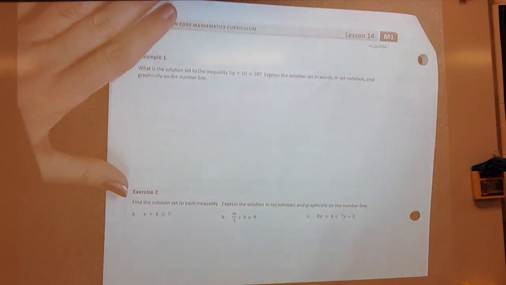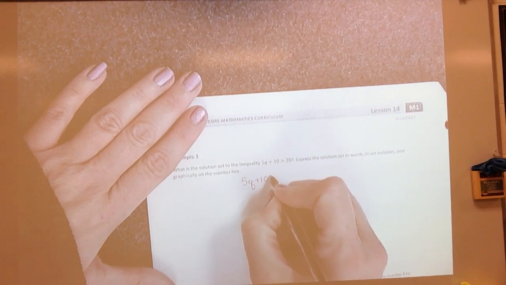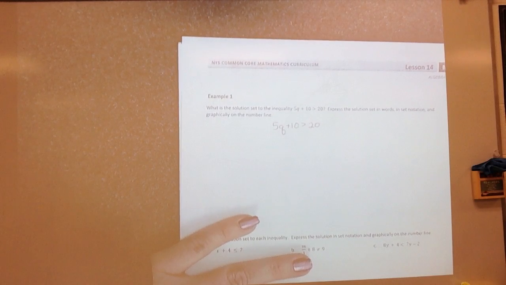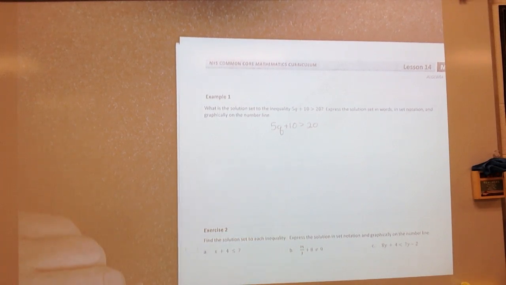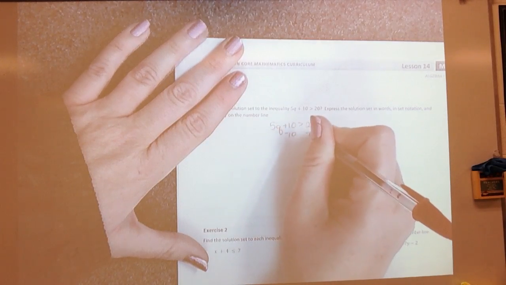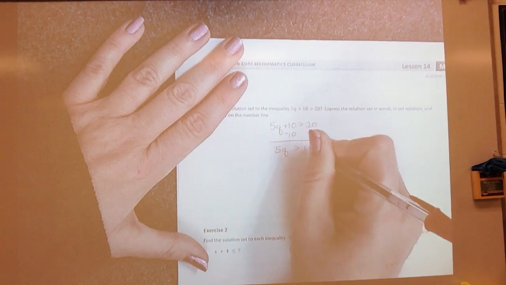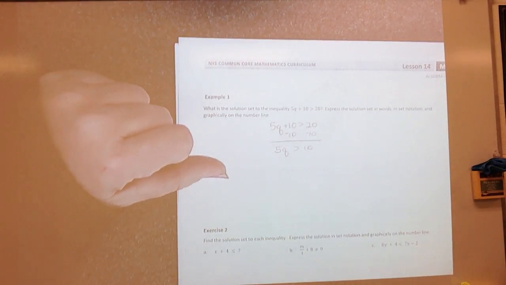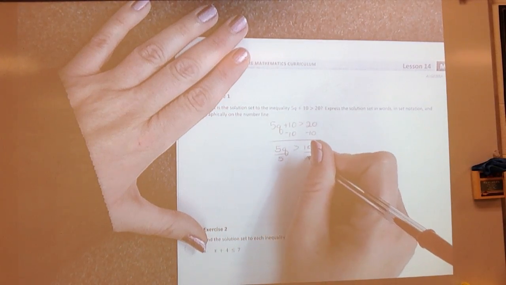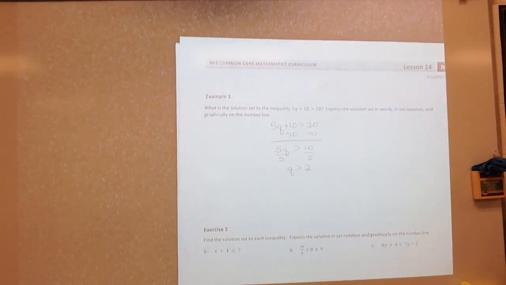Alright, so how would I solve this? So I have 5q plus 10 is greater than 20. I am going to solve it just like I would an equation. Alright, I'm going to subtract 10 from both sides, and I get 5q is greater than 10. Then I'm going to divide both sides by 5. Q is greater than 2.